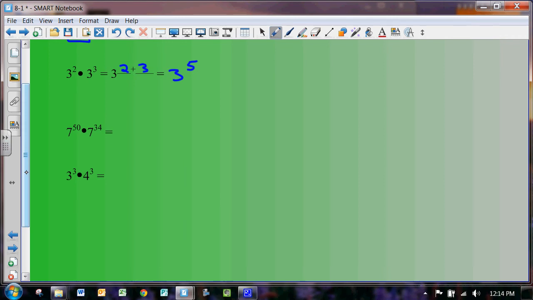7 to the 50th times 7 to the 34th would be 7 to the 50 plus 34, which is 7 to the 84th. 3 to the 3rd times 4 to the 3rd. Now, most people would think, like, oh, we're going to make that to the 6th power because you add those together. You can't. So this has to stay exactly the same, because the bases, the 4 and the 3, aren't the same. So because those aren't the same, we can't do anything with them.